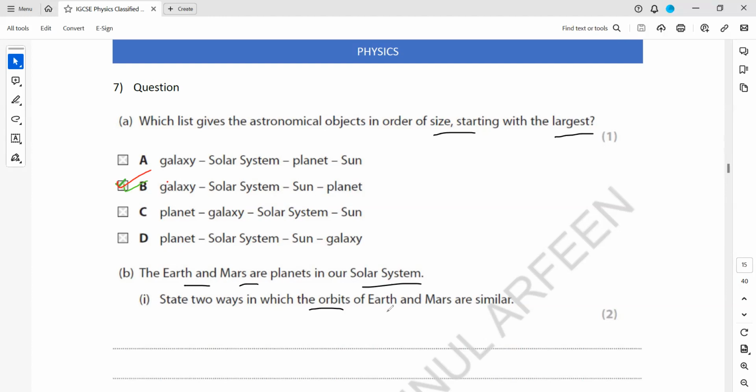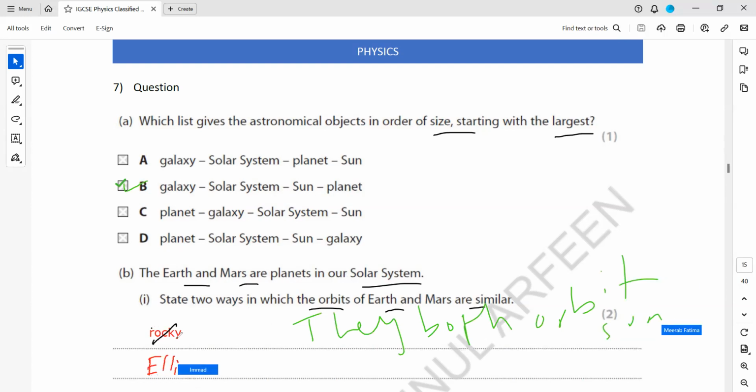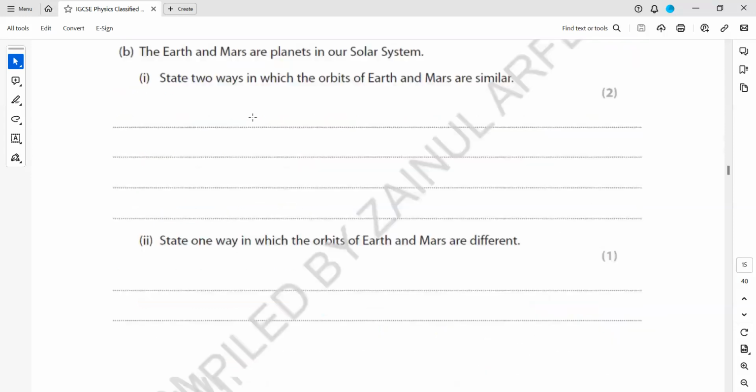Earth and Mars are planets in our solar system. State two ways in which the orbits of the Earth and Mars are similar. The question is about orbit, not similarity between Earth and Mars. So if you say they are rocky, then it is not acceptable. They are both elliptical, that's right. Elliptical or even circular is acceptable, but better to learn that the orbits are elliptical. Both are orbiting the Sun, or you can say star. But you cannot say rocky because that is about the similarity in their surface.